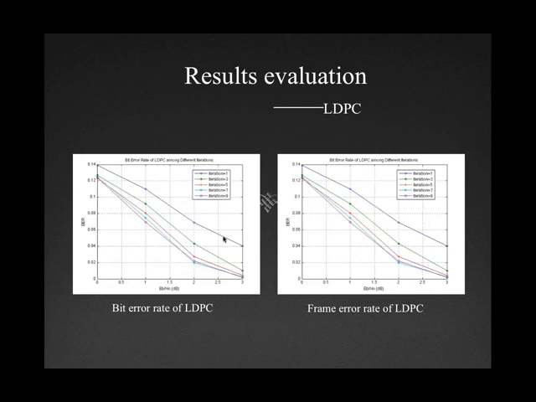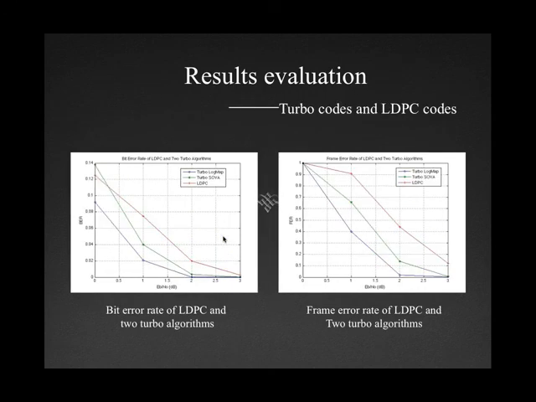After I find the threshold of log MAP, SOVA algorithm of turbo code and the algorithm of LDPC code, I use this number to plot these two figures. In these figures, we can find that the log MAP algorithm of turbo code performs best and the LDPC code performs worst.